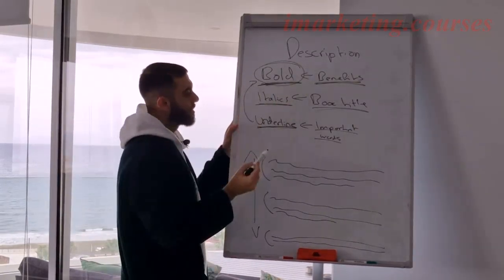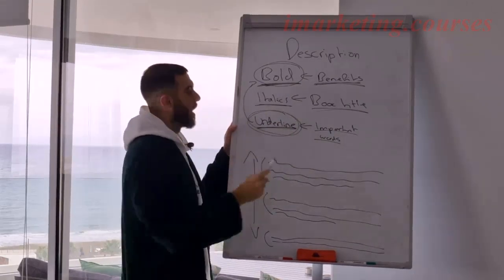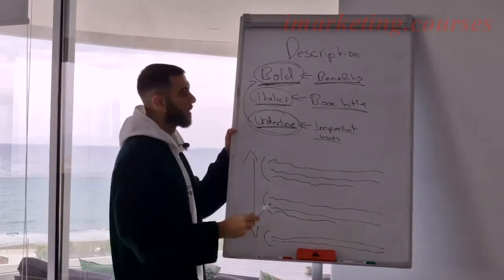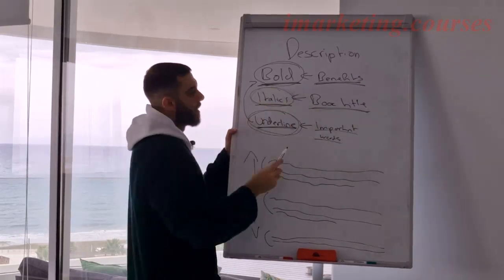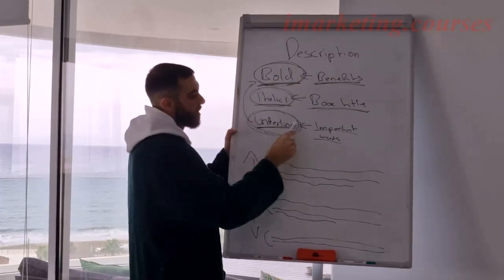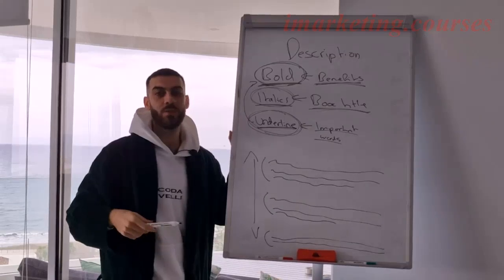This draws the most attention. This draws the second most attention. And then this draws the least amount of attention, which is why I use my book title for italics. I use benefits in bold, and then I just underline some important words or features or little benefits.